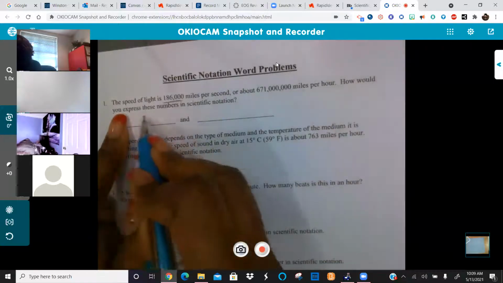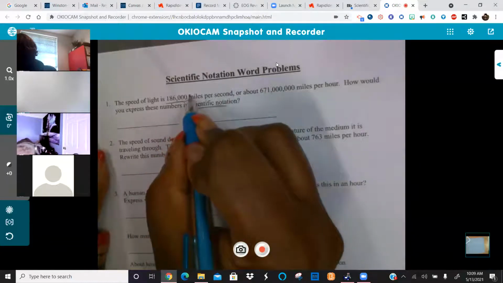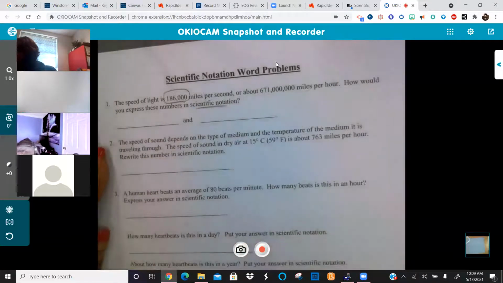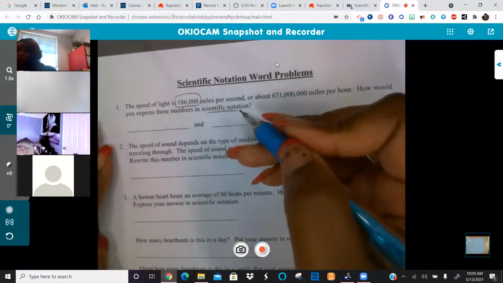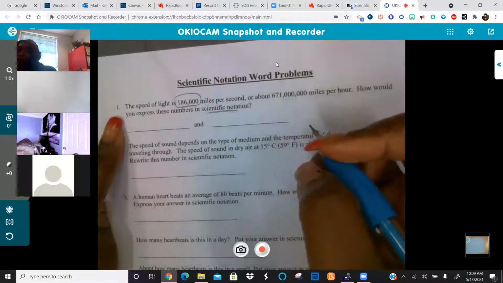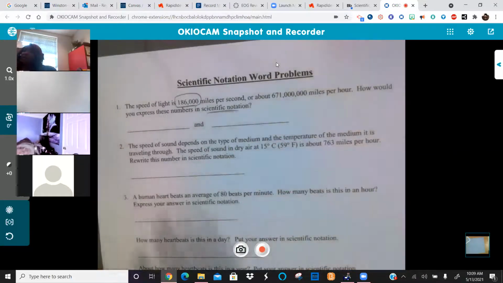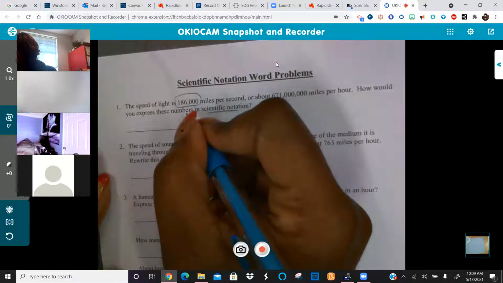How would you express each of these numbers in scientific notation? So we're going to do this first number first in scientific notation. Let's suppose that this is calculator inactive, because remember I told you earlier that if you're just writing a number in scientific notation, it will probably be on the calculator inactive section. So let's write this in scientific notation.